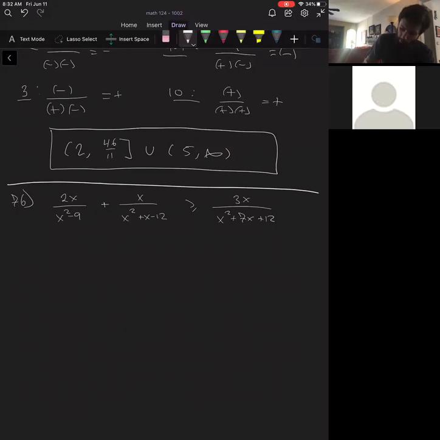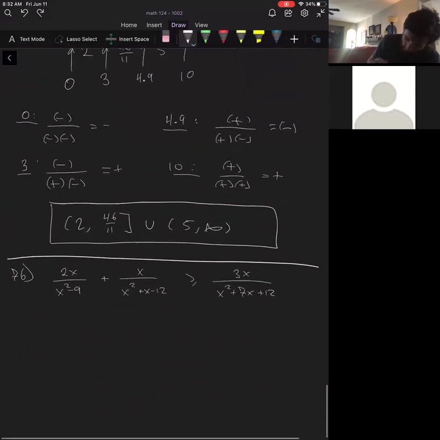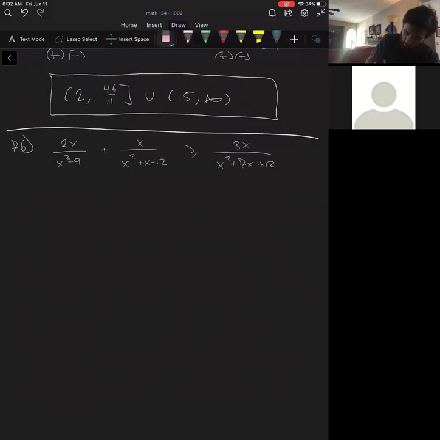Okay, let's move this piece over to the left-hand side. So we have 2x, and also let's factor all the bottoms. So this is going to factor into x plus 3, x minus 3, then x. This one is going to be x plus 4, x minus 3, then minus 3x, and that bottom factors into x plus 3, x plus 4. And that's going to be bigger than or equal to 0.